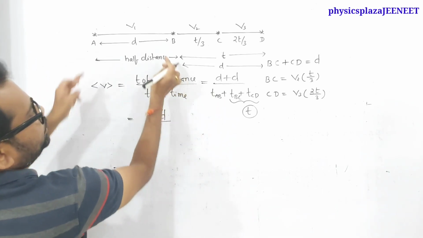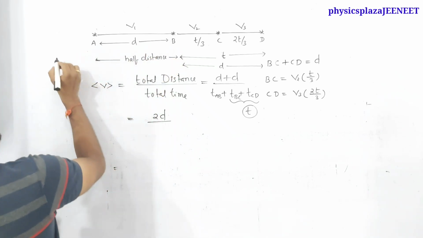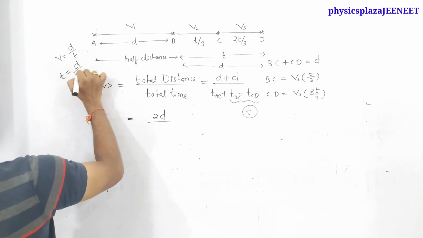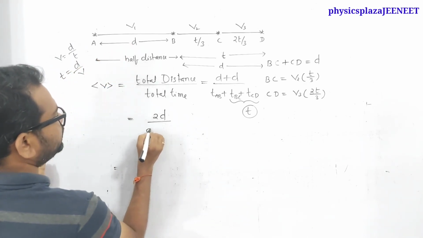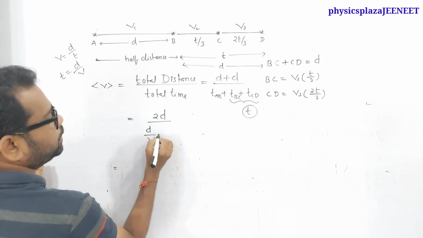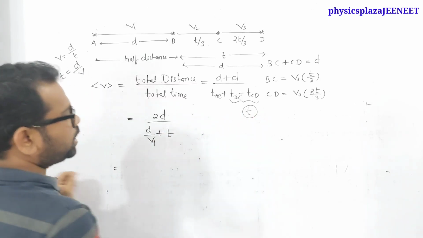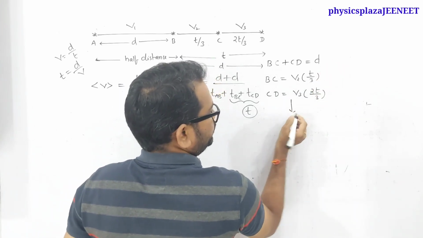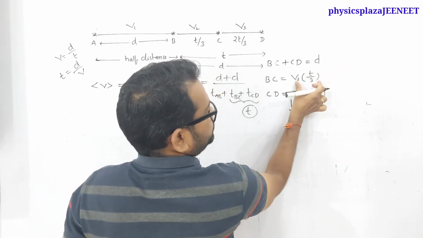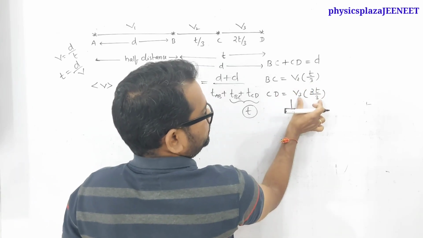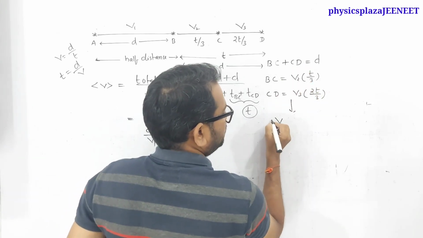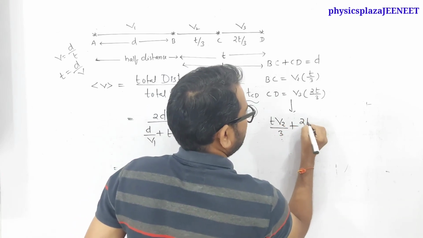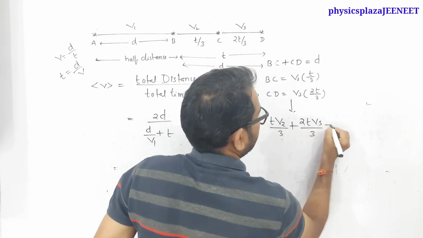Children, how to get the time taken here? Yes, we know that speed is equal to distance by time. So time is equal to distance by speed. So the time is D by V1 plus T. But how to know this time T, children? From here you can calculate. You substitute the BC term and the CD term. Then it will be TV2 by 3 plus 2TV3 by 3 is equal to D.